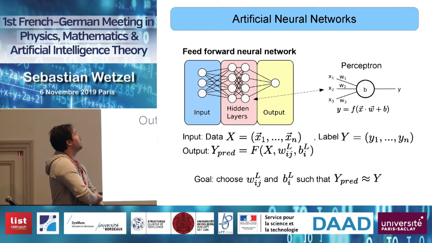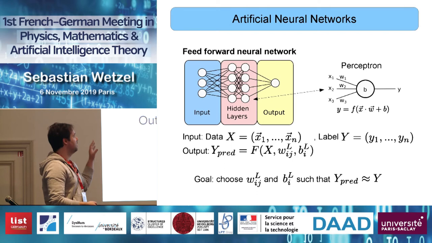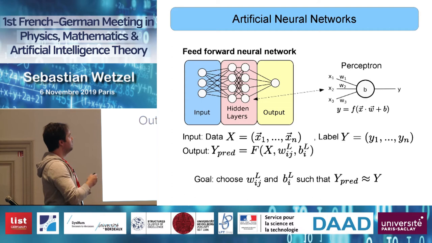We all know what they are. I just put it here because later we are dealing with the intrinsics of a neural network in order to interpret them. So it's a directed forward graph. This is our input data. Each x is a data point. We have n data points.